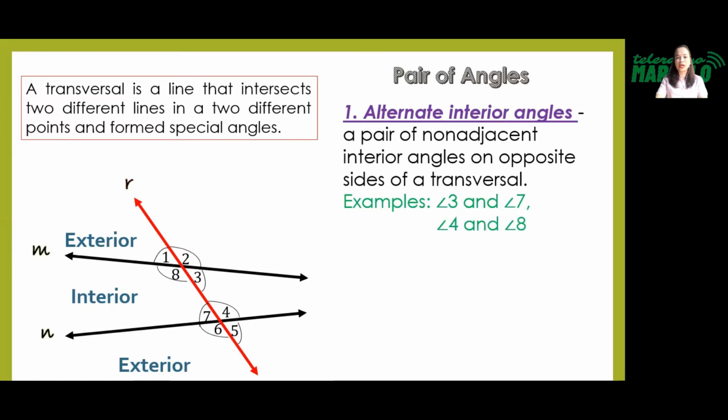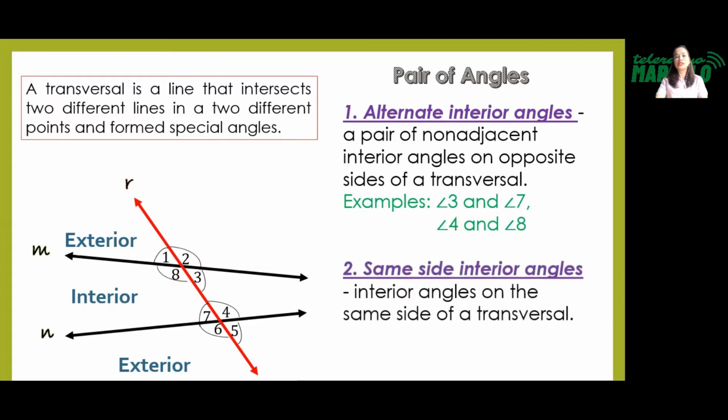Apart from that, we also have the same side interior angles, defined as interior angles on the same side of a transversal. So consider the same side of the transversal. Looking at the interior part, we have angles 3 and 4 and angles 7 and 8 as our same side interior angles. Okay, so there is more.